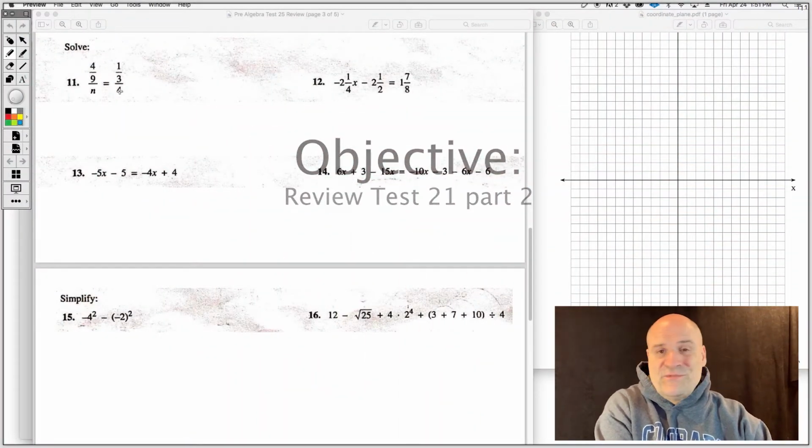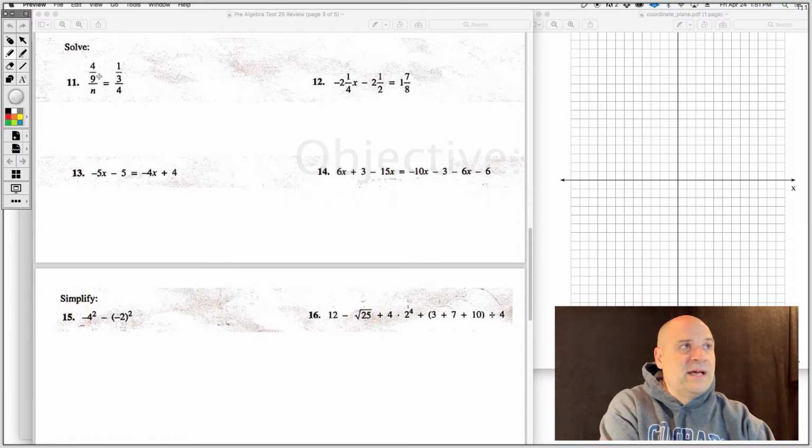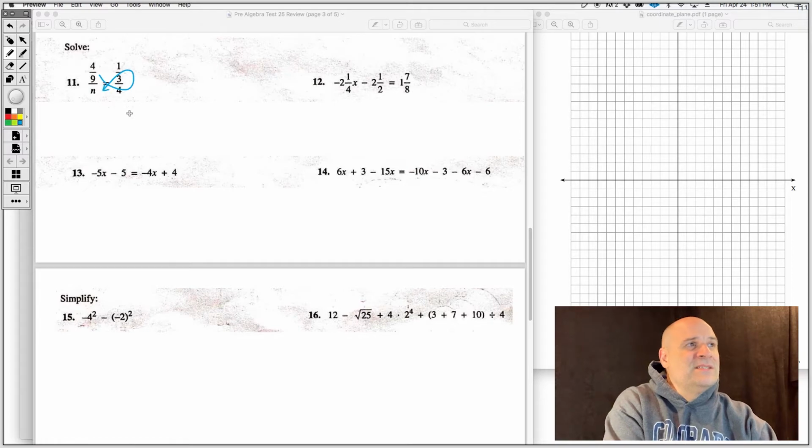This is just the fish method. We could just multiply the cross product and divide by the only other number there. So this is just 4/9 times 4 over 1 divided by 1/3, okay? So how do we divide fractions? We're gonna copy dot flop. So let's rewrite this: 4/9 times 4 over 1 times 3 over 1.